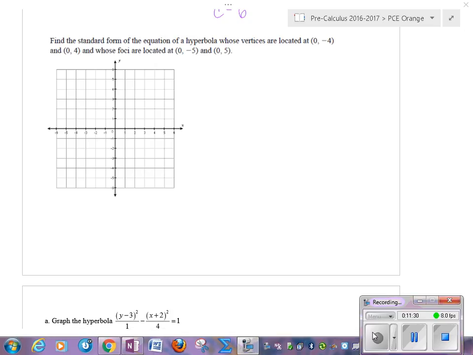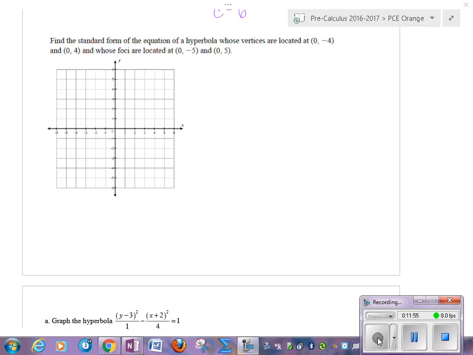So one of the things that you have to know how to do is write the equation of a hyperbola, given certain specific pieces of information. So this one says, find the standard form of the equation whose vertices are located at (0, -4) and (0, 4), and whose foci are located at (0, -5) and (0, 5). One of the keys to conics, again, is graphing.